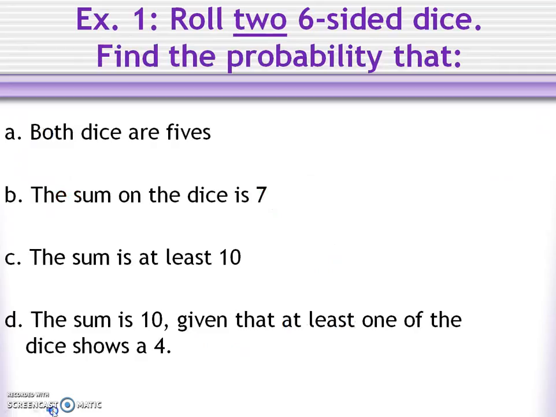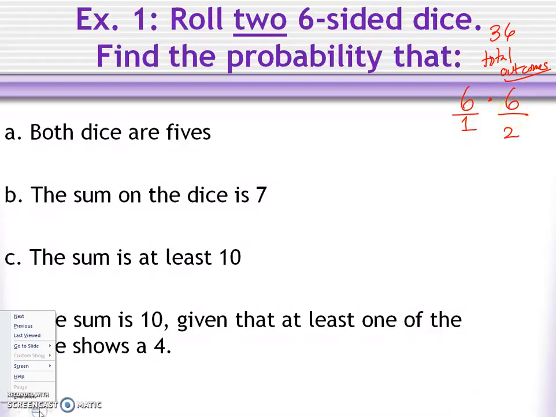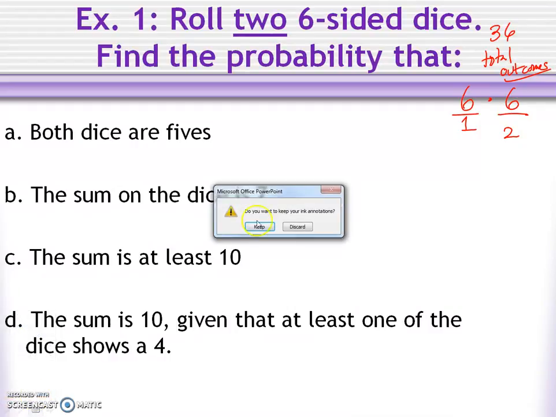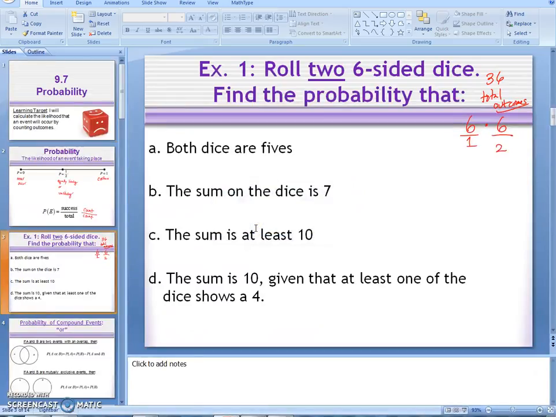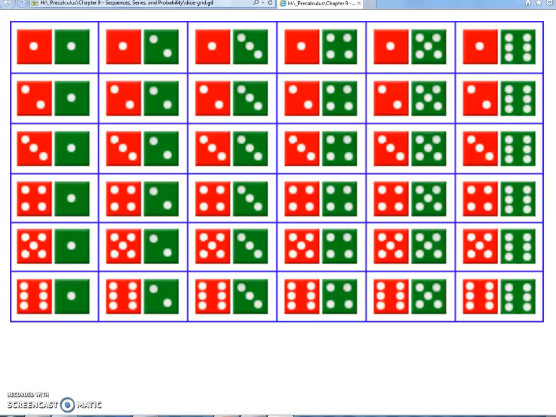So let's look at a nice basic probability problem. If we roll 2 six-sided dice simultaneously, find some probabilities. First of all, let's talk about the total number of outcomes. If we roll 2 six-sided dice, there are not 12, but there are 36 total outcomes. Because the first die has 6 outcomes, die number 2 has 6 outcomes, and the fundamental counting principle says that you multiply 6 times 6. And if you have trouble seeing that it's 36 total outcomes, here they are.